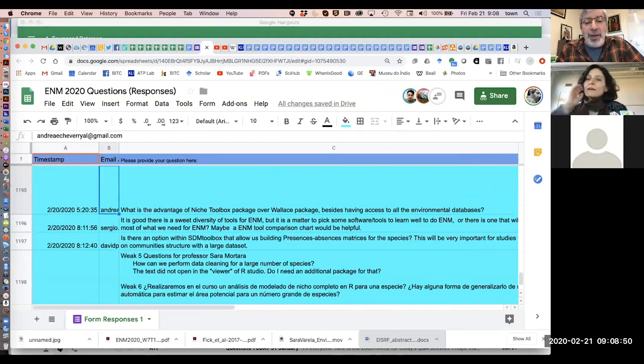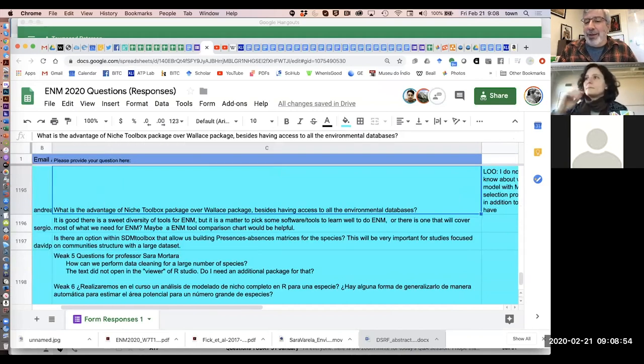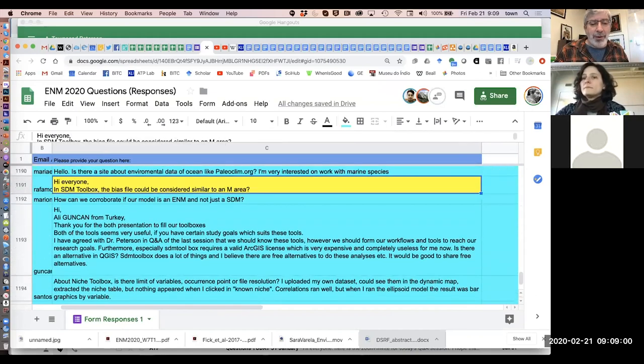So Luis just gave us some alternatives as far as modeling in R. Any other questions? Okay, here we go. Hi everyone, in SDM Toolbox, can the bias file be considered similar to an M area?